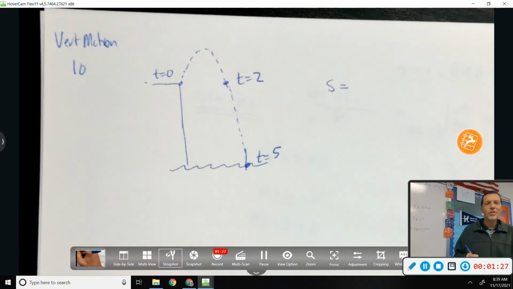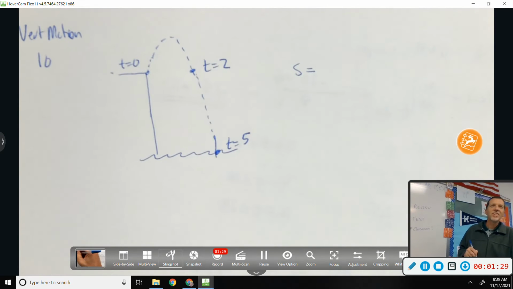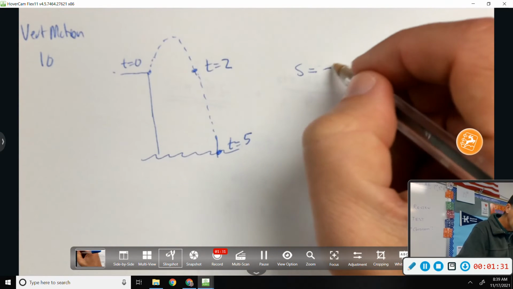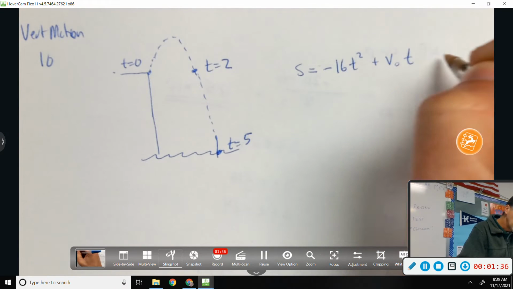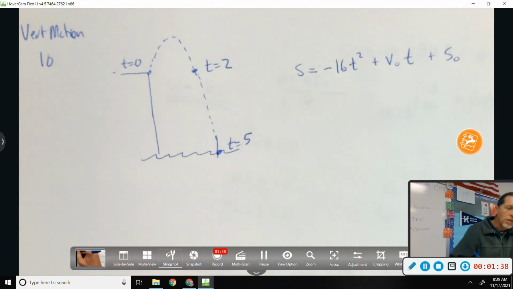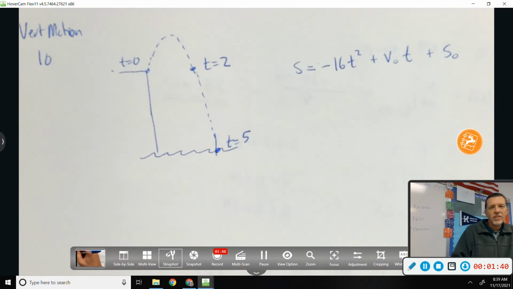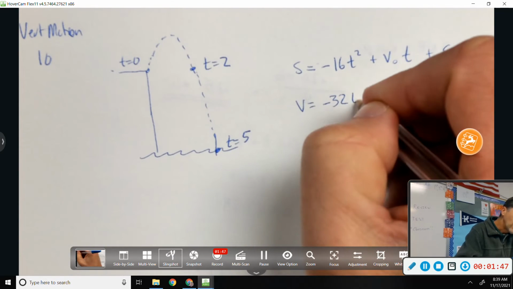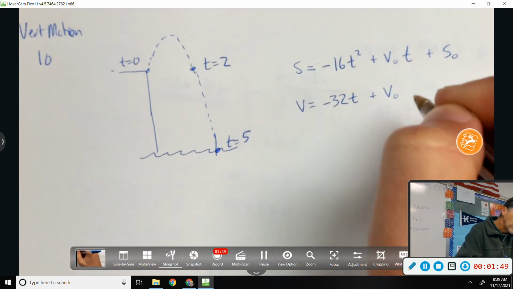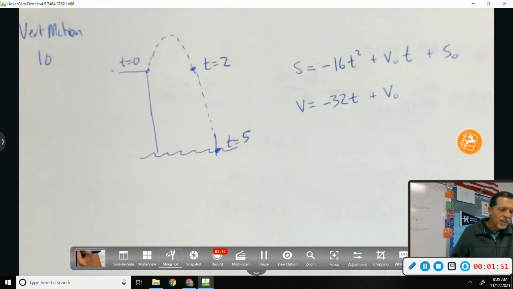So, Lauren, you asked the question. You want to work it in feet or meters? Feet it is. So negative 16t squared plus v0t plus s0. And we're looking for v0 and s0. So this is kind of tricky. Velocity then is negative 32t plus v0. Acceleration is negative 32, but that's not really going to help us. So we need to know some more things.